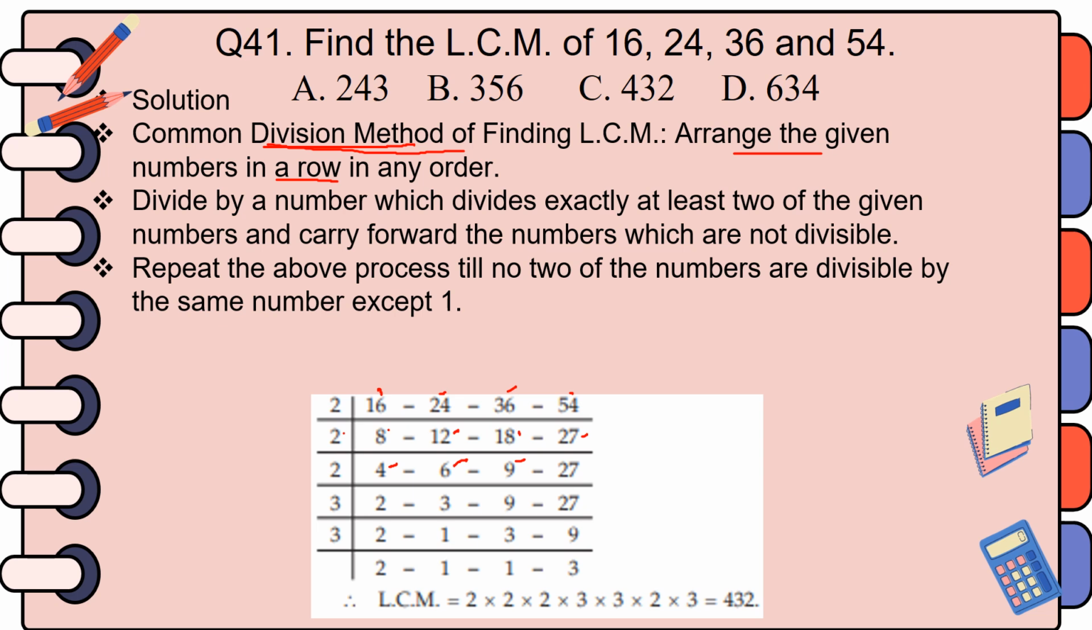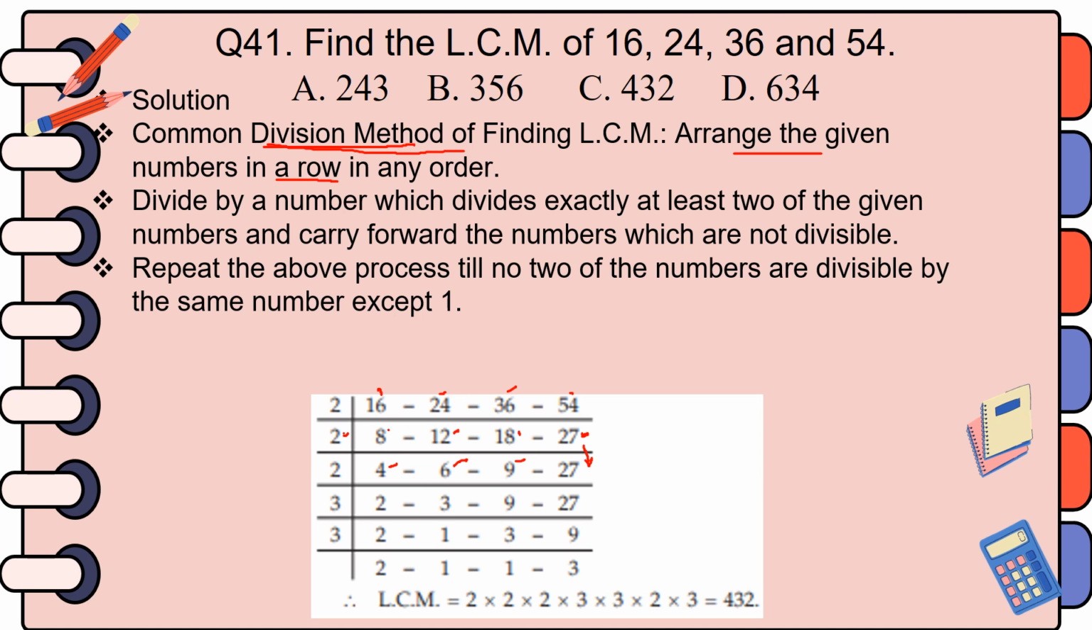Okay, now divide 27 by 2. Is it divisible? It is not divisible. So what you have to do here is simply carry 27 to the next stage, since it is not divisible by 2. Okay, now we have numbers 4, 6, 9, and 27.